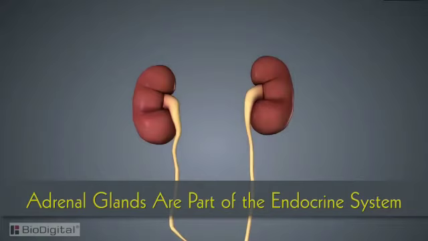Last but not least, each of the kidneys has an adrenal gland attached to the upper portion. These glands have very important functions that will be explained in the endocrine system.